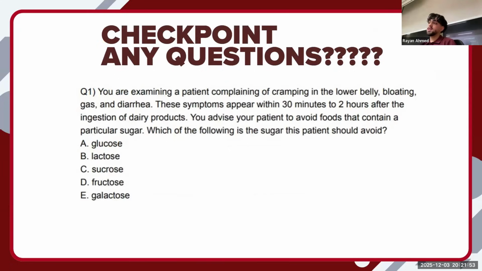You were examining a patient complaining of cramping in the lower belly, abdominal bloating, gas, and diarrhea. And these symptoms appear within 30 minutes to 2 hours after the ingestion of dairy products. They also mention dairy, so something like milk, whatever, a dairy product. You advise your patient to avoid foods that contain a particular sugar. Which of the following is a sugar this patient should avoid? Glucose, no. Lactose, yes. And it is B. Yes, and the others don't make sense.